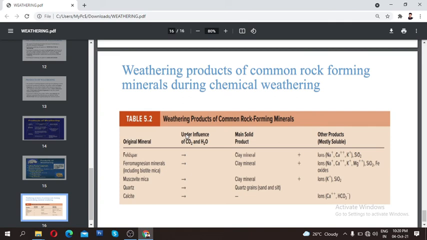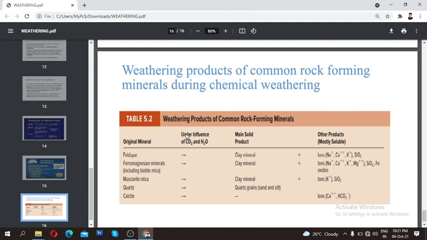Then quartz, as we know, only gives sand and silt, that is quartz grains. There is no other product from quartz, only sand and silt. Then calcite has no particular solid product; we only see calcium and HCO3. This will be the soluble product, that is calcium carbonate. Both calcium and carbonate will be mostly soluble when calcite undergoes chemical weathering.